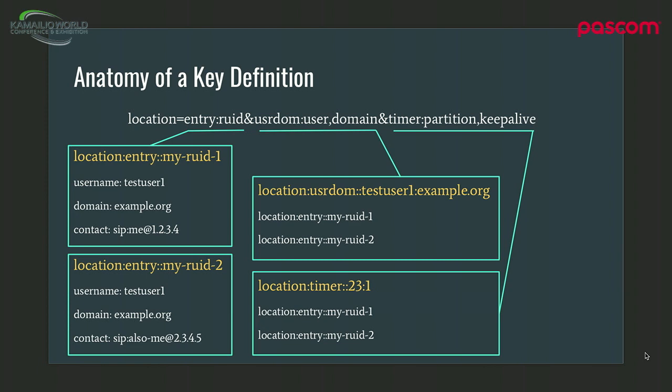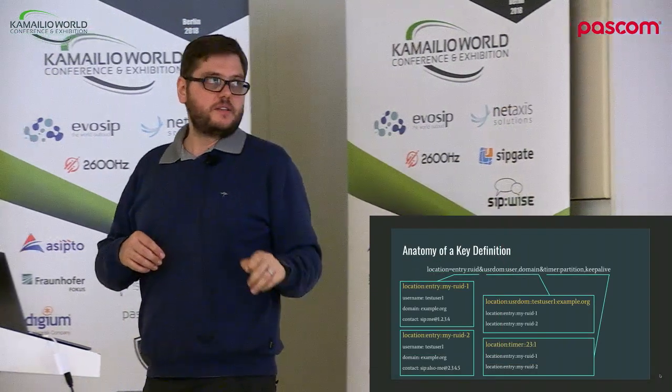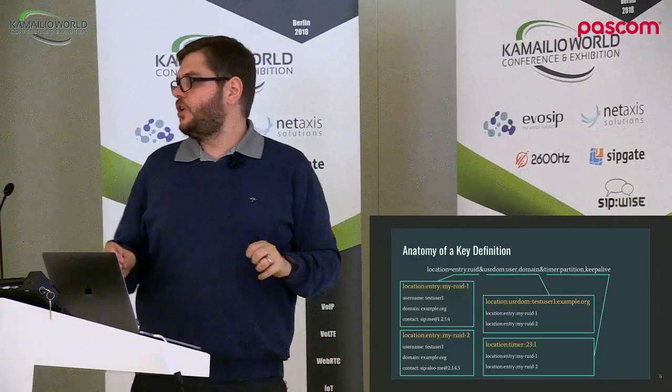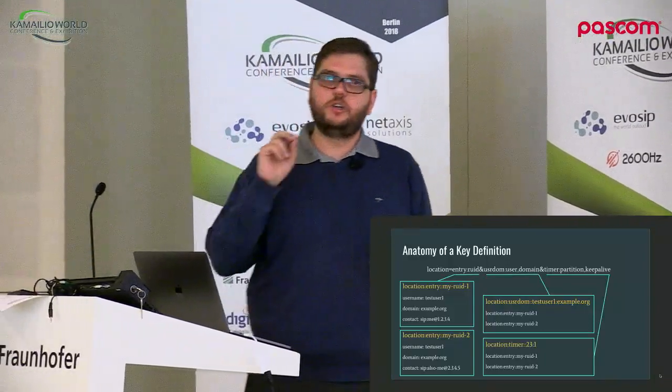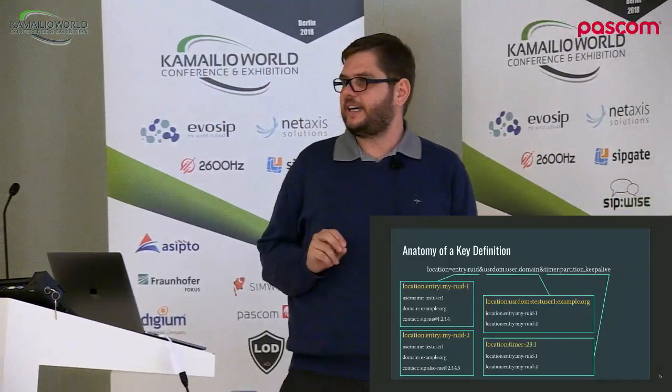And therefore, for the same address of record, like test user 1 and example work, you can have 2 different rows in your database. And then you need to know the patterns that Kamailio uses in order to query the data. And this is a bit tricky.